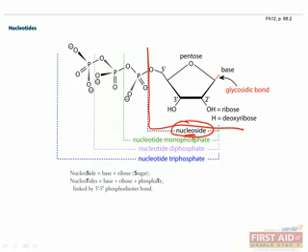This also affects the names of the specific bases. For example, the nucleoside version of adenine is adenosine, and the nucleotide version of adenine, which also includes a phosphate, is adenosine monophosphate.